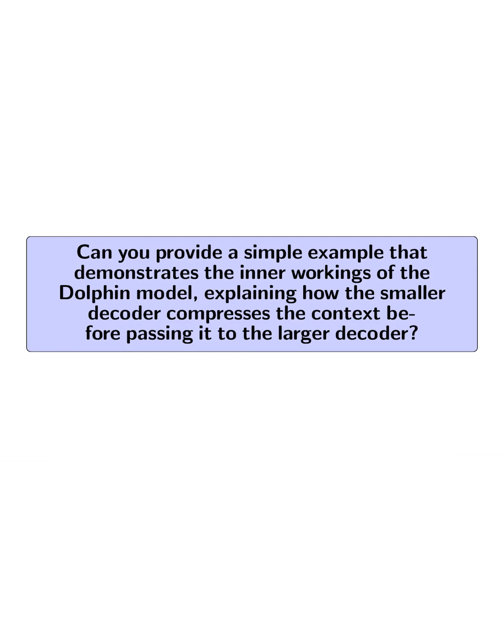Can you provide a simple example that demonstrates the inner workings of the Dolphin model, explaining how the smaller decoder compresses the context before passing it to the larger decoder?